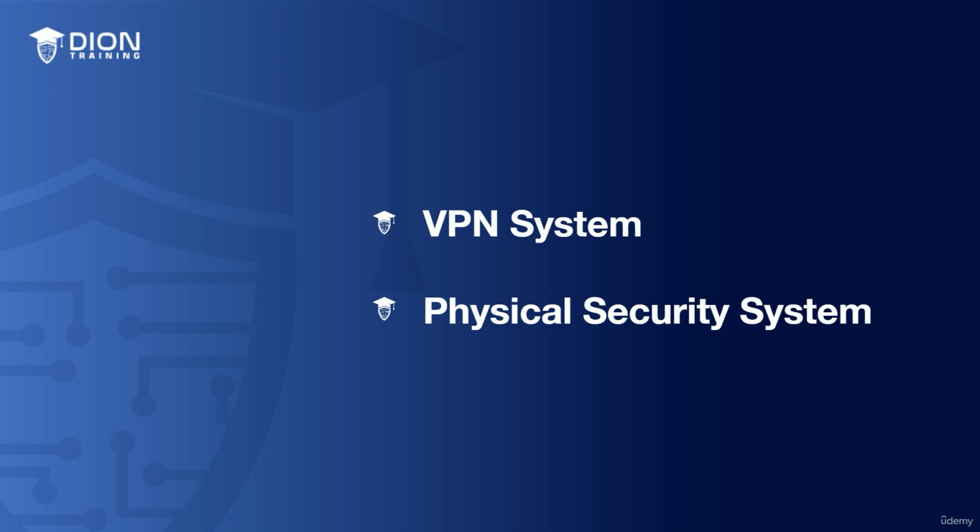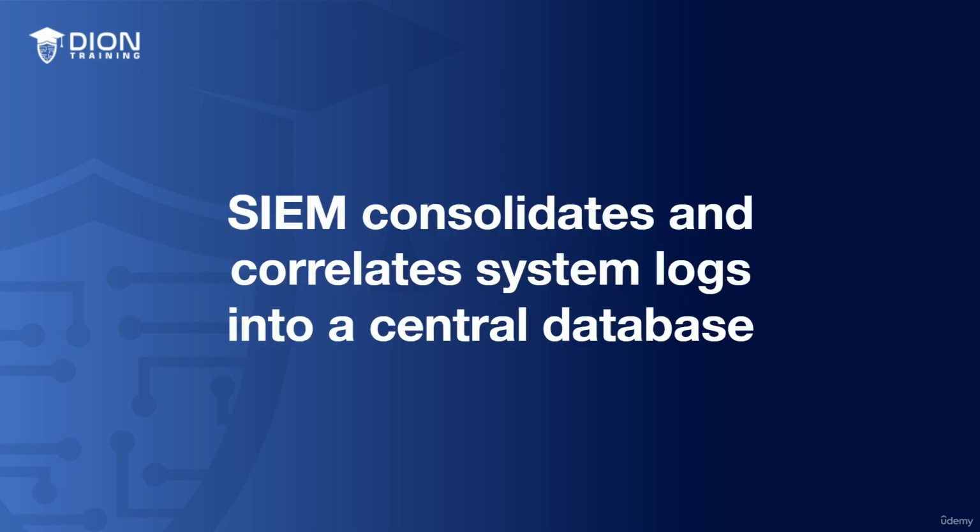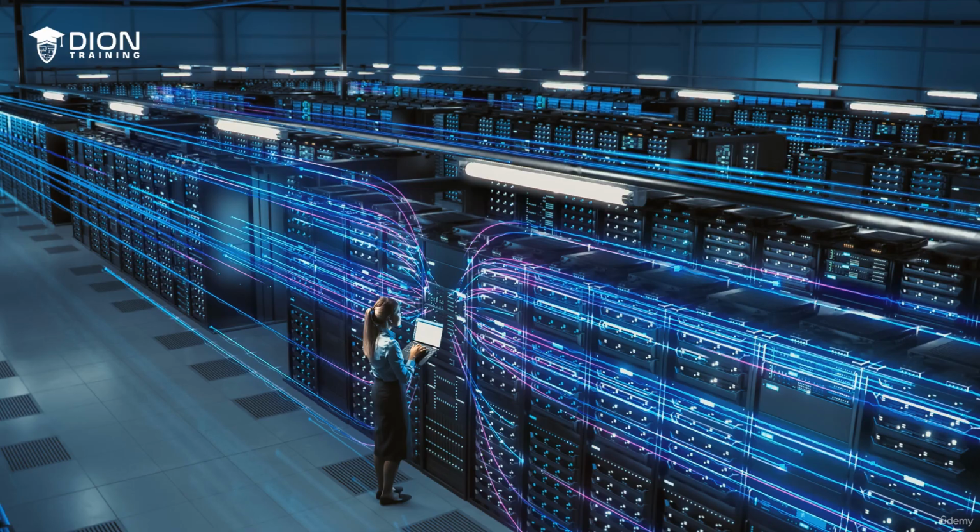Now, since these are two disparate systems, with one being the VPN system and one being the physical security system for your data center, you likely wouldn't have noticed this correlation across both sets of logs unless you were using a SIEM, which can then consolidate and correlate all of your system logs into a centralized database or repository, because with this SIEM, it's now relatively quick and easy for us to identify this type of impossible travel across both of these disparate systems.